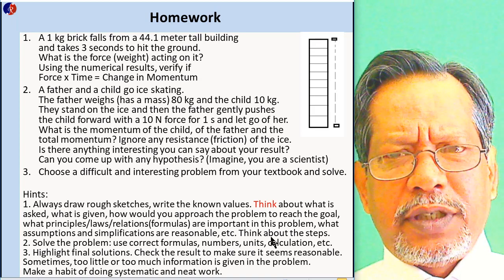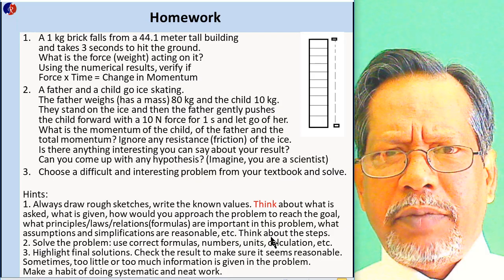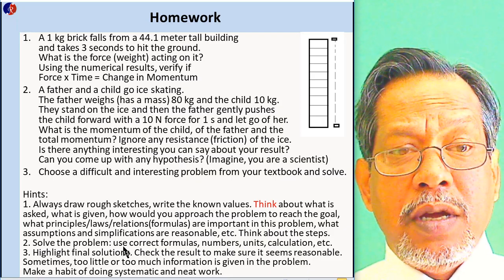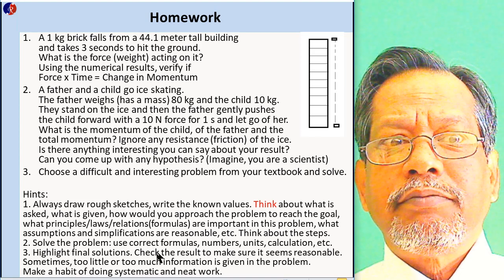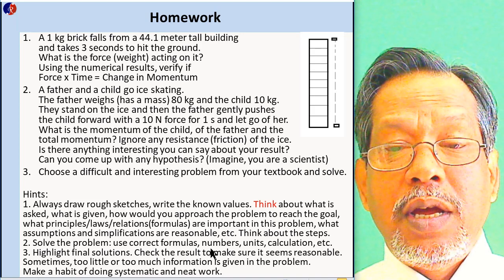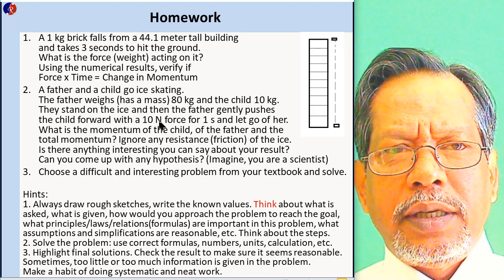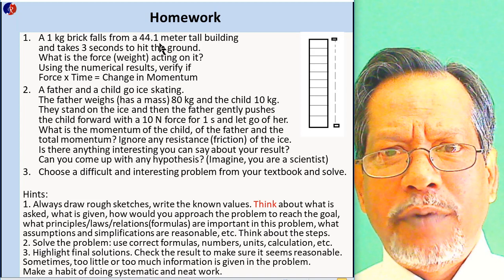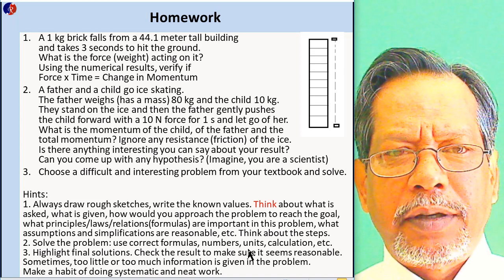Think about the steps. First I'll do this, then I'll do this. From there I can get that. Think about the steps. Then you solve the problem. Formulas have to be correct. If you use wrong formulas, you'll get wrong results. Of course, numbers have to be correct. Here it says 44.1. By mistake, you cannot write 41.4. Okay, numbers have to be correct.